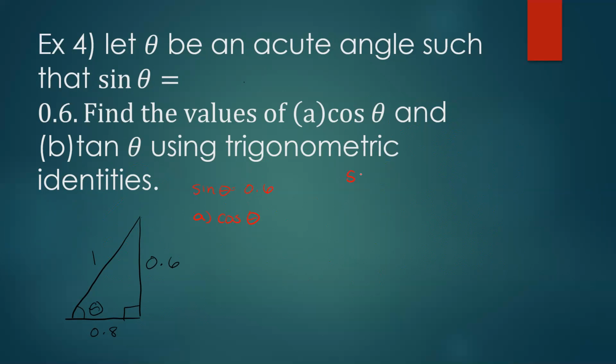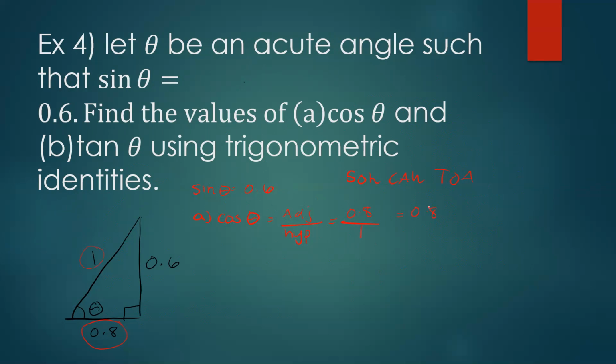So if you remember SOHCAHTOA, I think there's two ways you could figure this out. Cosine theta is what? Adjacent over hypotenuse. This is probably the easiest, the simplest way. So here's theta, right? Where's my adjacent side? It would be here. So that would be 0.8. And then where is my hypotenuse? It would be 1. So that would be 0.8.